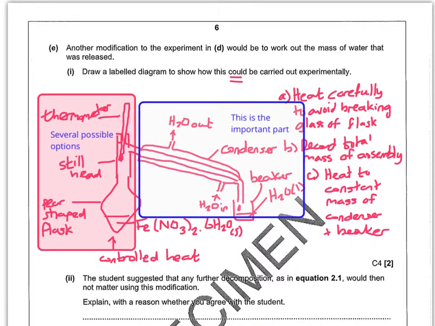So if you could somehow attach a condenser to another type of container where you're heating it and allowing the vapor to escape and get into the condenser, that would be what they're after. And it's important to point out as well that the system isn't closed, because the water vapor can escape to the condenser and then be turned back into water as a liquid and then weighed, or the mass recorded.